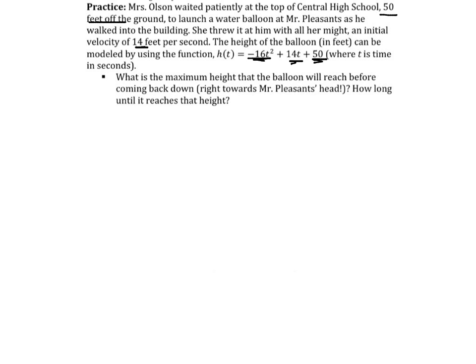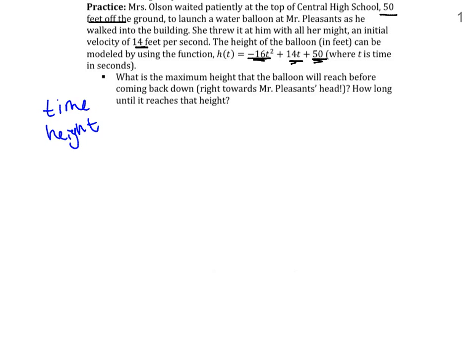So now the first question is asking us, what is the maximum height that the balloon will reach before coming back down right towards Mr. Pleasance's head, and how long until it reaches that height? So we're looking for two things. We're looking for the time, and we're looking for the height. So we have to identify in the information we're given what is time and what is the height.